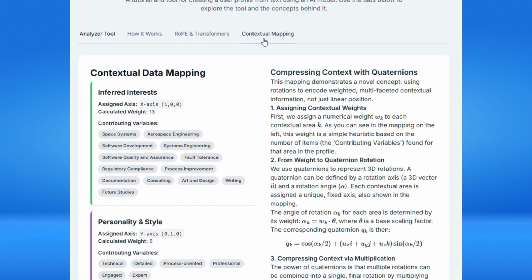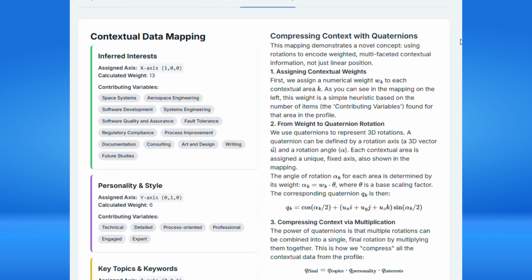The contextual mapping is where the work comes in. Creating the framework to assign contextual weights is an ever-evolving art. This demonstration uses quaternion rotations to represent contextual information.